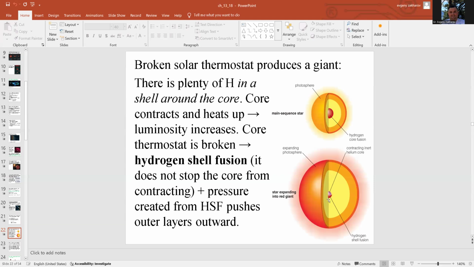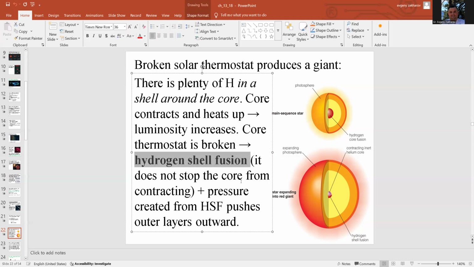And if the core is very hot now, then the surface and the layers next to the core also heat up, and they can heat up to 10 million degrees easily. If it's almost 100 million in the core, it can be easily 10 million outside. And that's how the next type of fusion begins. Because all you need is 10 million, and you have 10 million outside of the core right away. This is the hydrogen in a shell fusion.